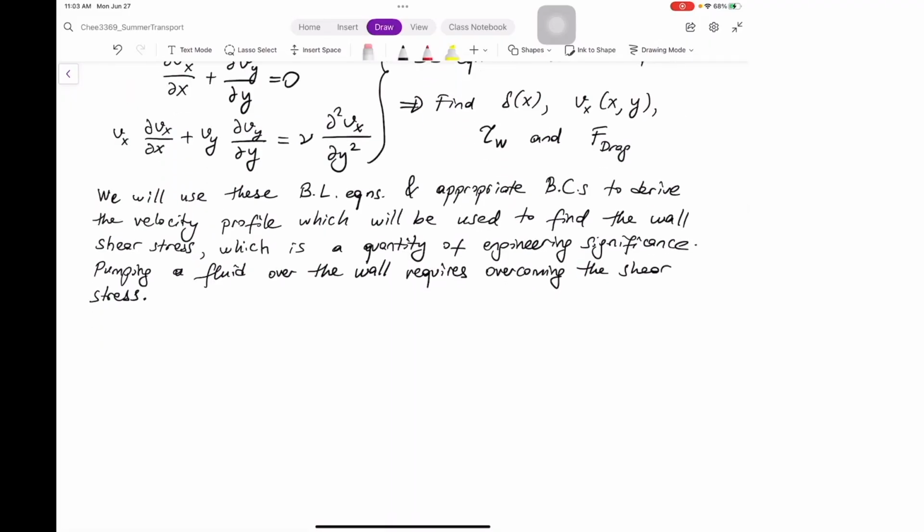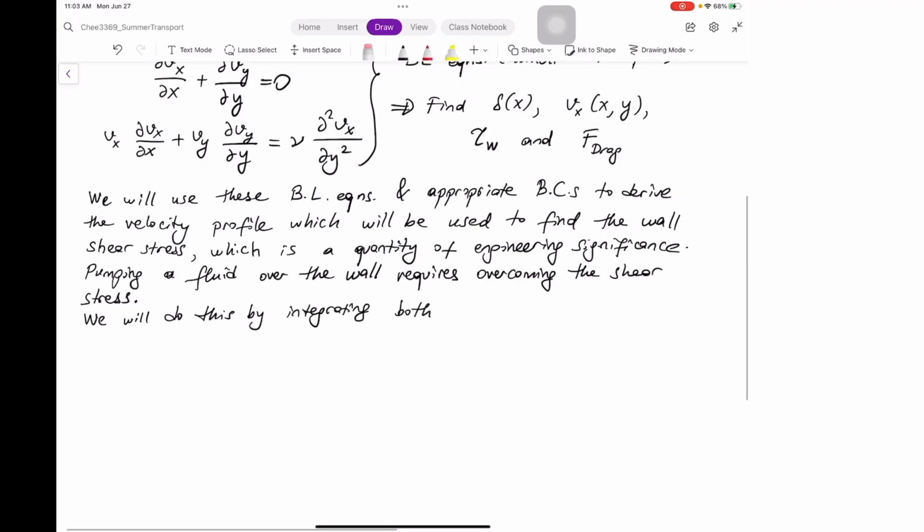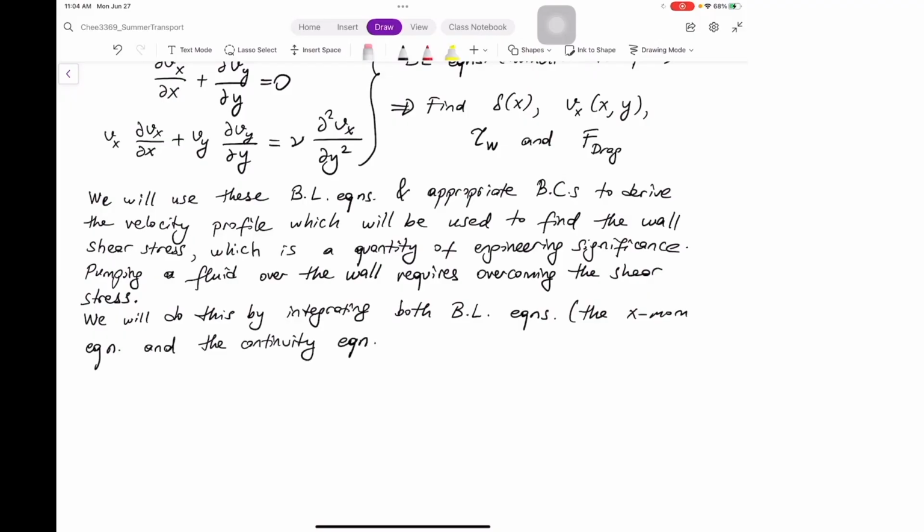So how are we going to do this? We will do this by integrating both boundary layer equations, in other words, the x momentum equation and the continuity equation, across the boundary layer. When I say across the boundary layer, I mean from y is equal to 0 to y is equal to delta x. And this method is called the momentum integral method.